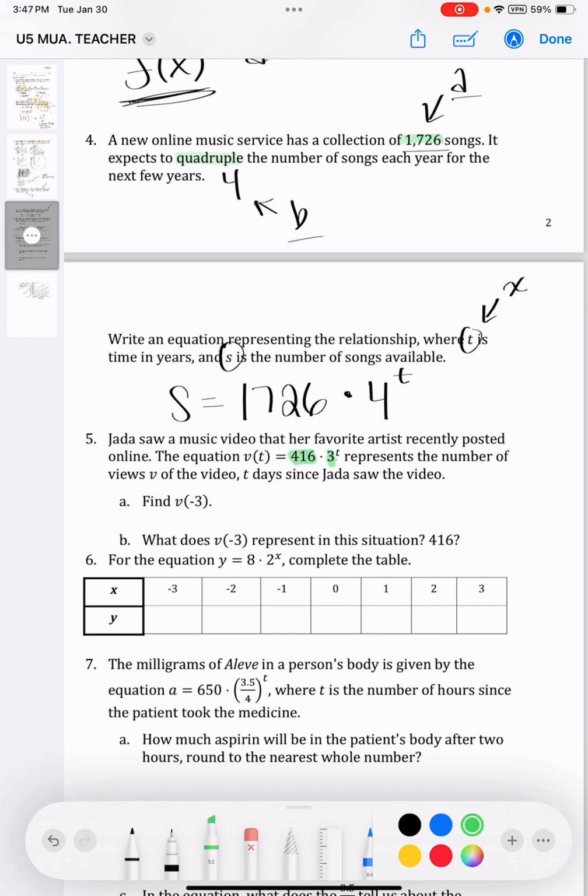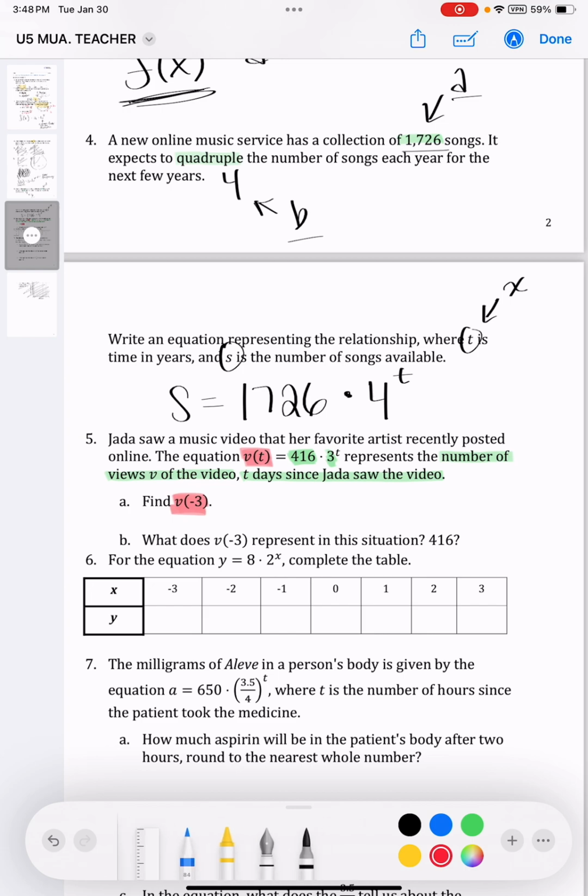Our exponent is T, which represents the days since she saw the video. And V represents the number of views of the video. So letter A is asking us to find V of -3. If you look at the initial equation, we have V of t here. And then we have here that says V of -3. So this is simply telling you that t is -3.